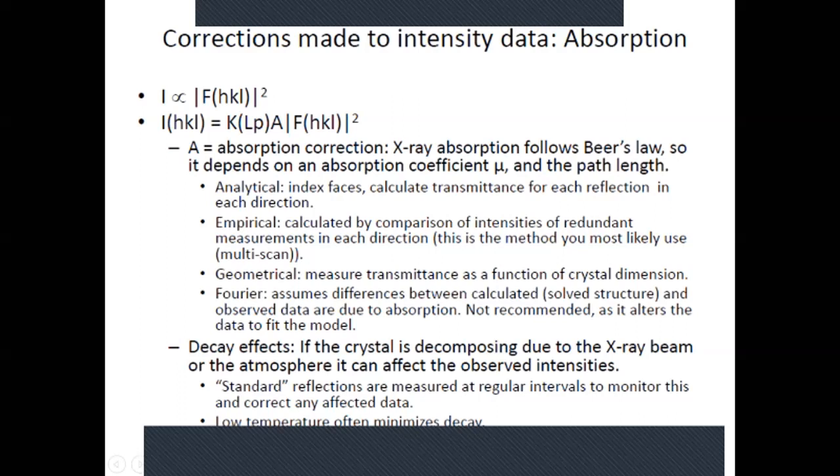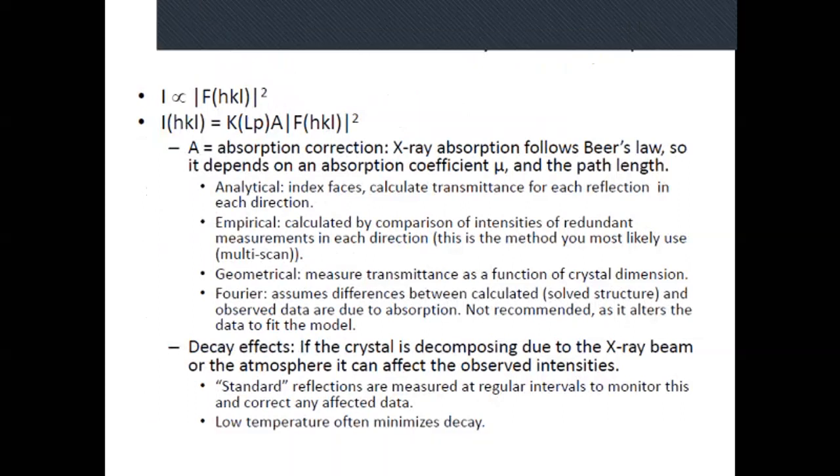Now, there's also a decay effect, and with modern day diffraction experiments, you don't see this effect quite often, but there is something that you can use to help account for the decay of the crystal over time. And typically, if you do low temperature experiments, it helps minimize the decay of the crystal. But this does occur, and if it does, you can apply some factors to help account for the decay effects.